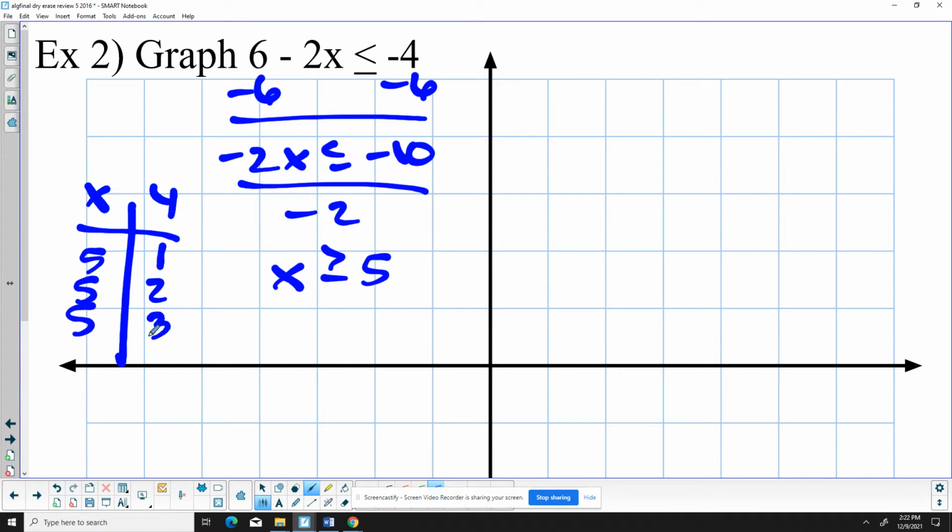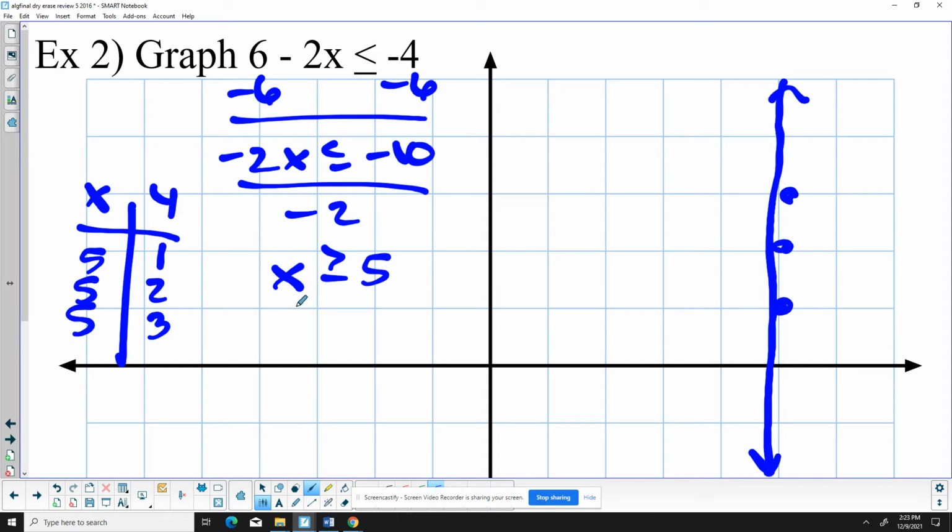And I can make nice numbers for y. So 1, 2, 3, 4, 5, up 1. Oh, I'm sorry, that doesn't seem right. 5, 2, 5, 3. There we go. It's a vertical line, and it is a solid vertical line because it's got an equal to.